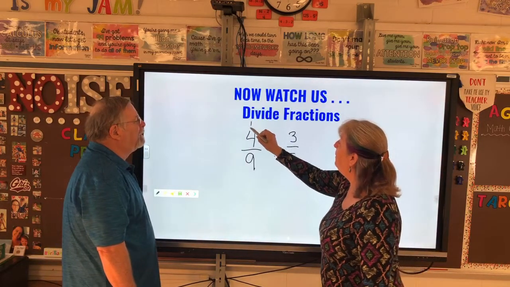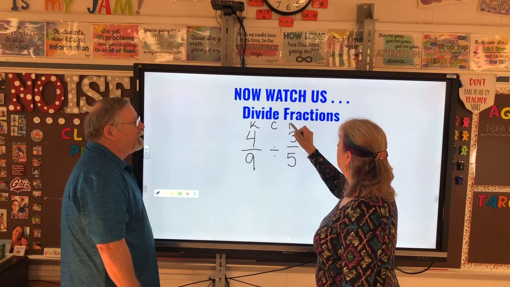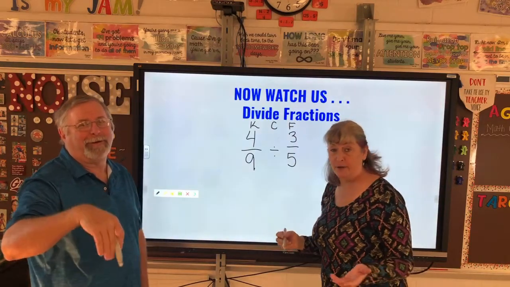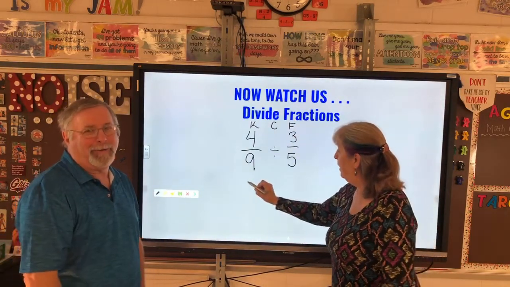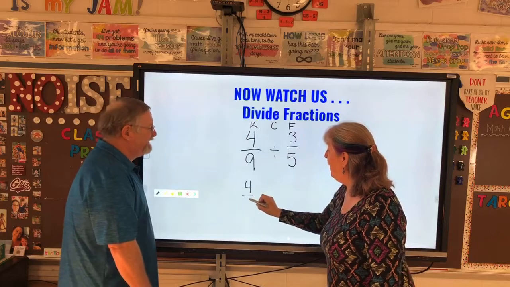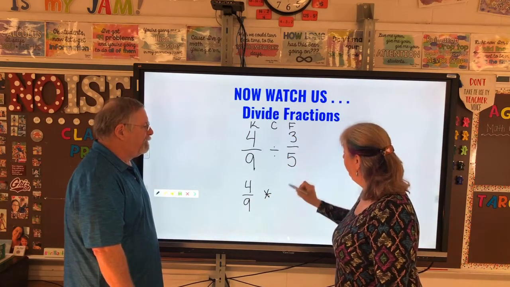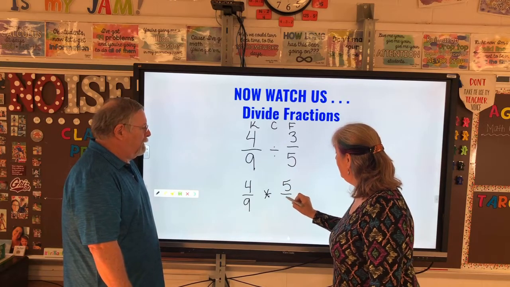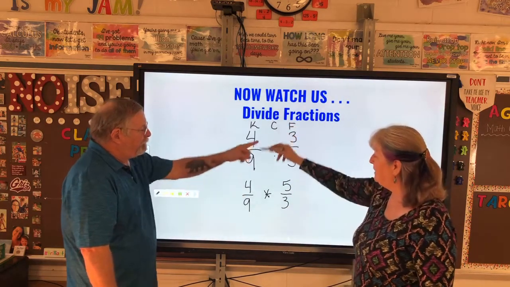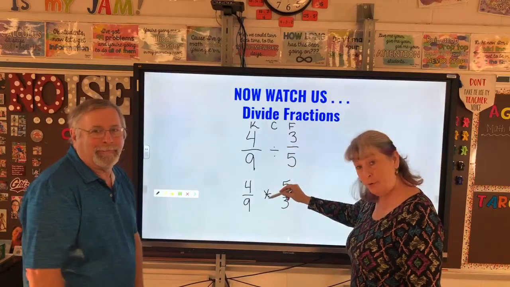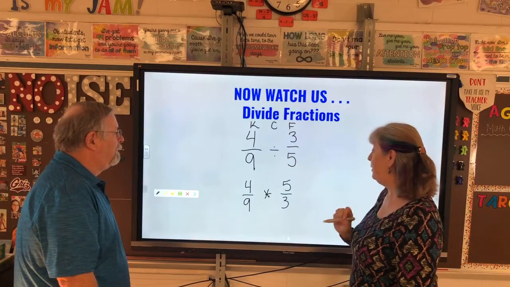So I put my KCF at the top. It doesn't make any difference. You can be a top writer, or you can be a bottom writer. I write mine right below it. Keep, change, flip. I do it that way so you see it visually. I see that I've kept it, I've changed to multiplication, I've flipped to the reciprocal.